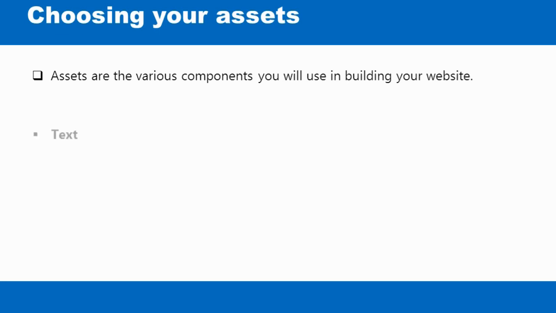We'll start with text. You need to know what text you want to use. For example, paragraph, title, list items, and so on.